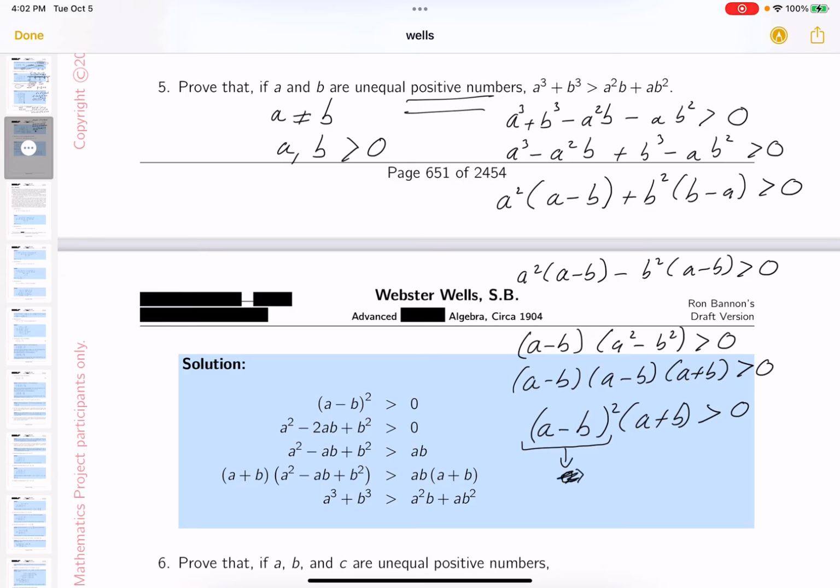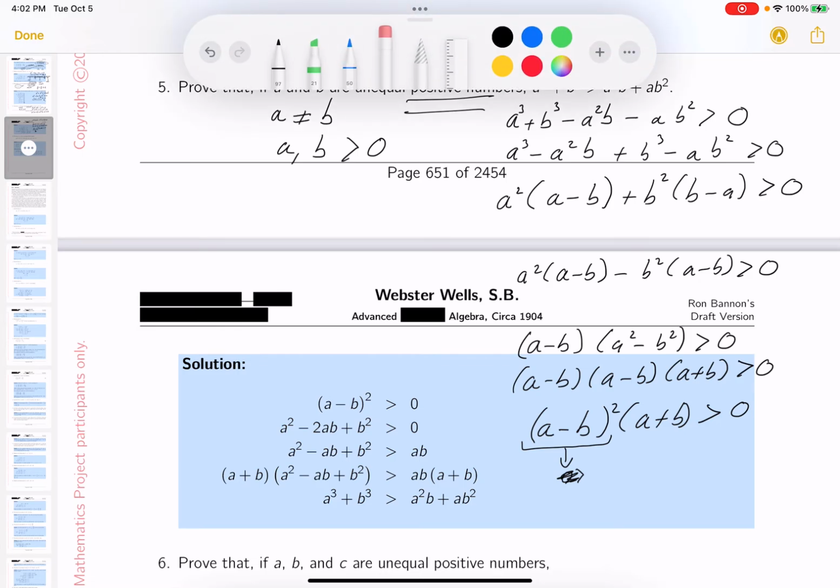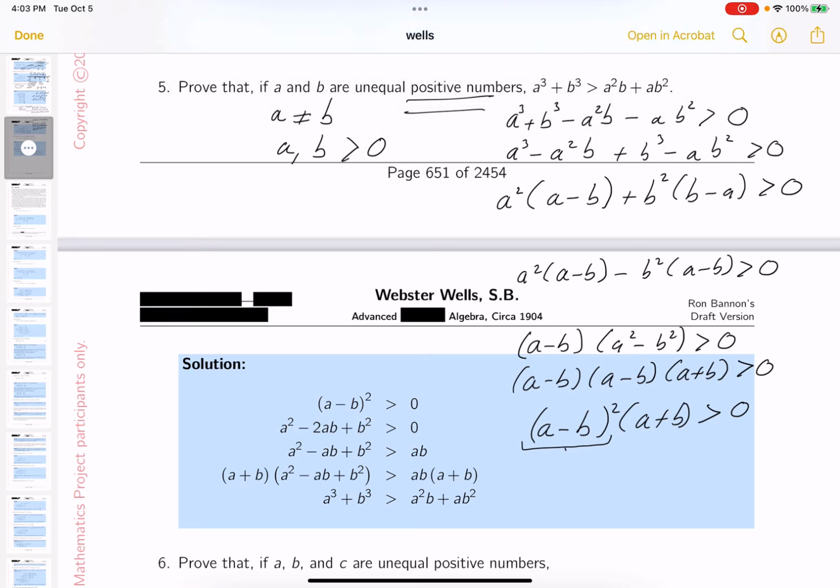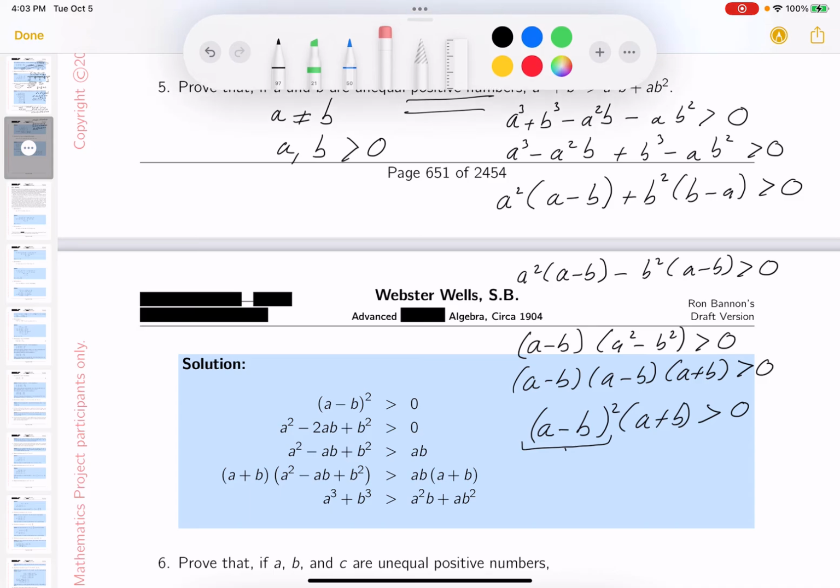Whoops, I made a mistake in writing that down. Let me get my eraser out. That this thing here, let me write this down for you, A minus B squared, is always greater than 0. I know that much, all right?